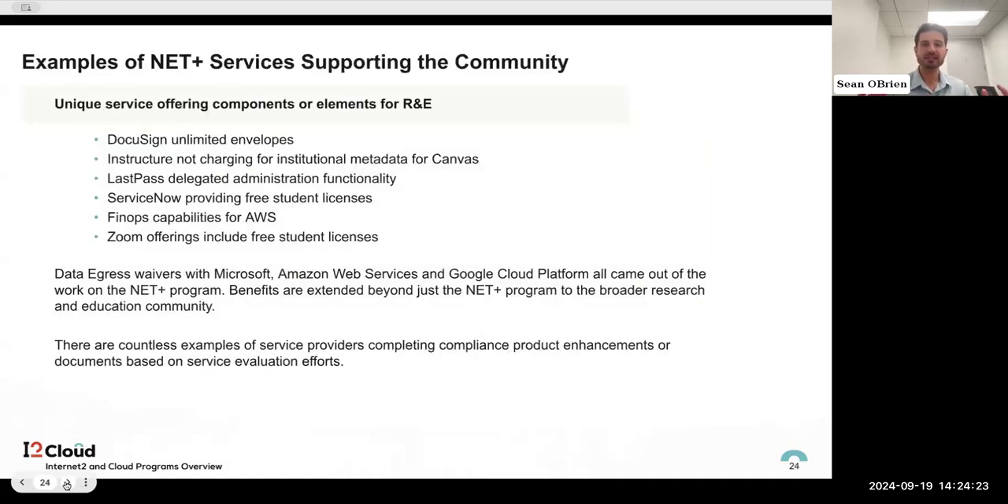I want to just give some examples of some of the unique things that we've been able to do over time, working collaboratively as a community. There's a number of examples on here. A global data egress waiver is a great example of that for some of these services. We've been able to come up with custom business models with services like DocuSign or Instructure, or Zoom, that really support some of the unique needs of higher ed, and some of the ways things that are really unique for students.